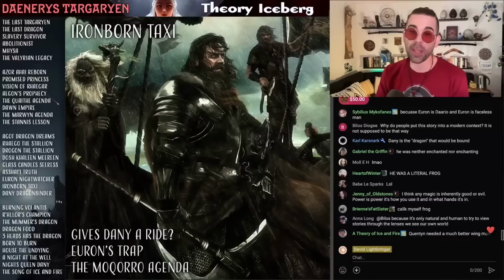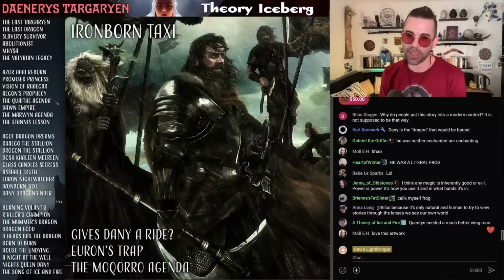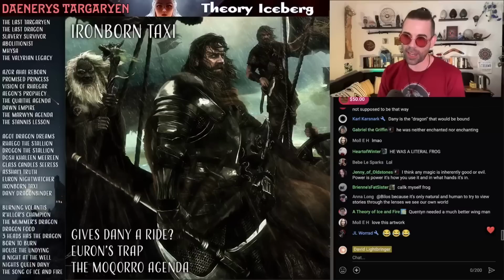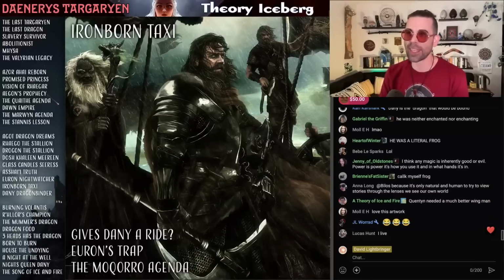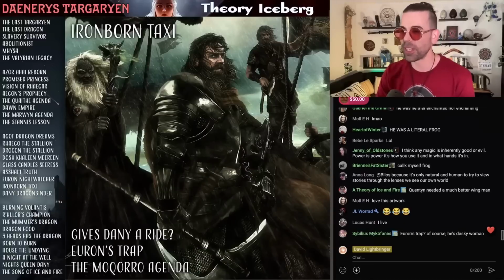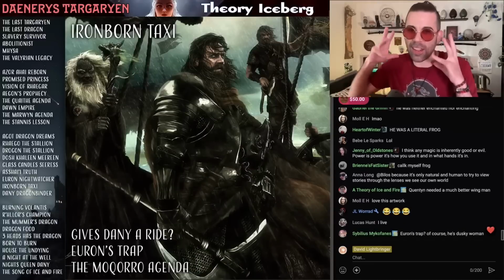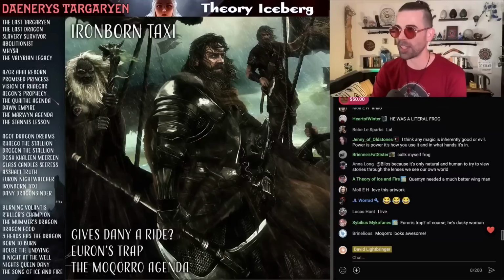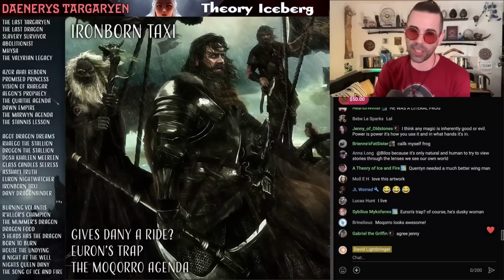Moqorro, obviously. This is Mike Hallstein, by the way. Absolutely sick art. Moqorro with his wildfire dragon staff. Sick Victarion axe. The beard and the hair. Like, this is Victarion to me. This is absolutely devastating. Mike Hallstein is great.